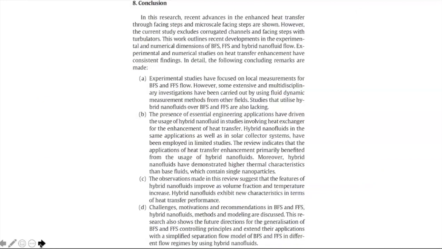Okay. In terms of the conclusion, right? In this research, normally they have a summary, one paragraph, a summary of the findings. Okay. And this work outlines recent development of experimental as well as numerical, right? So there are 4 conclusions over here: number 1, number 2, number 3, and number 4. Okay, you can either use ABCD or you can use Roman numerals, like this, right? Okay, it depends on the journal format.